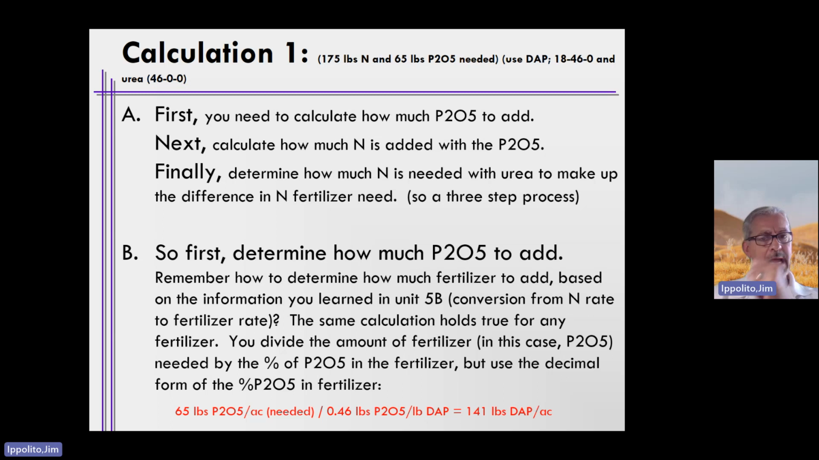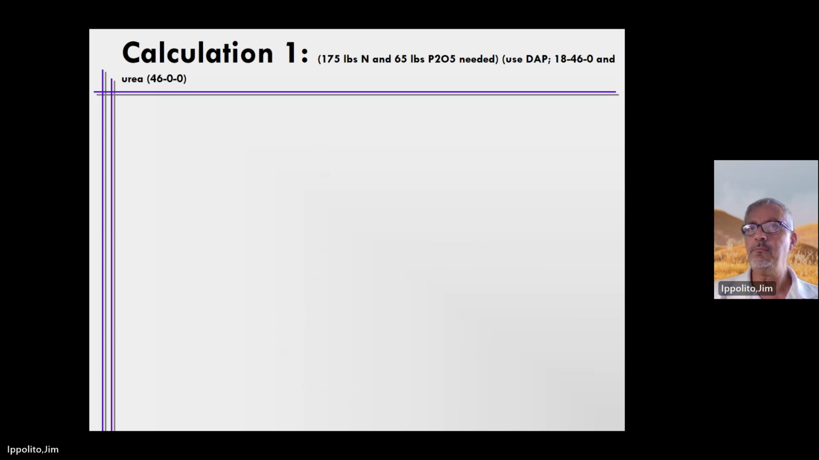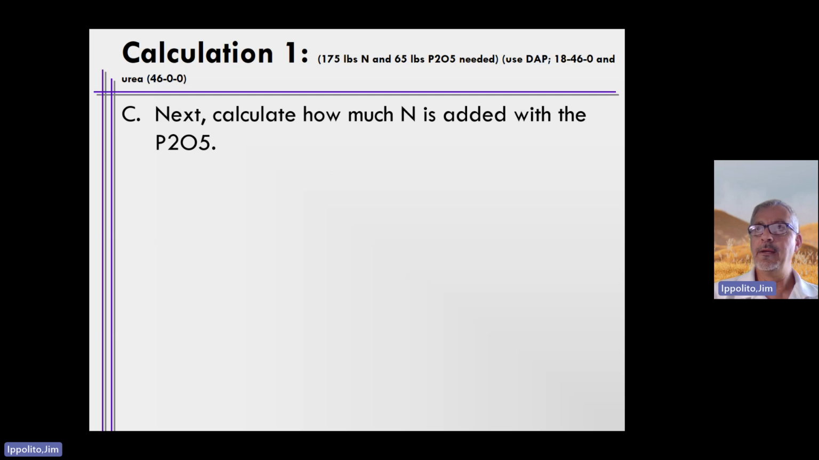Okay, simple. I'm going to weigh up 141 pounds of diammonium phosphate, and I'm going to apply that over an acre. There we go. Oh, when we apply diammonium phosphate, we're also applying some nitrogen in the form of ammonium. Not that the form matters, but we're applying some nitrogen. So we need to take that into account. So the next step is to simply calculate how much nitrogen is added when you add 141 pounds of diammonium phosphate, which equals 65 pounds of P2O5, which is the requirement for this corn crop.